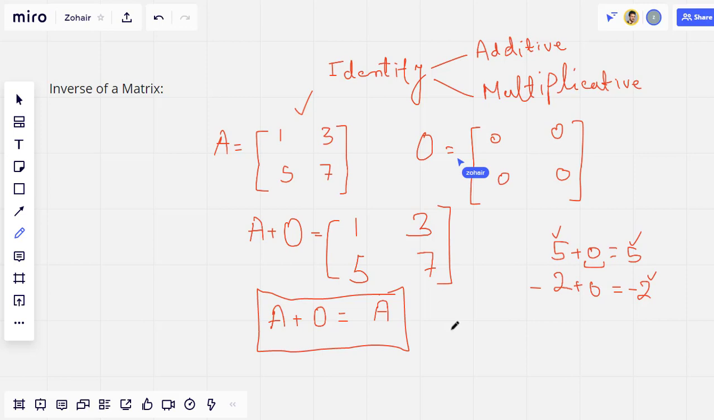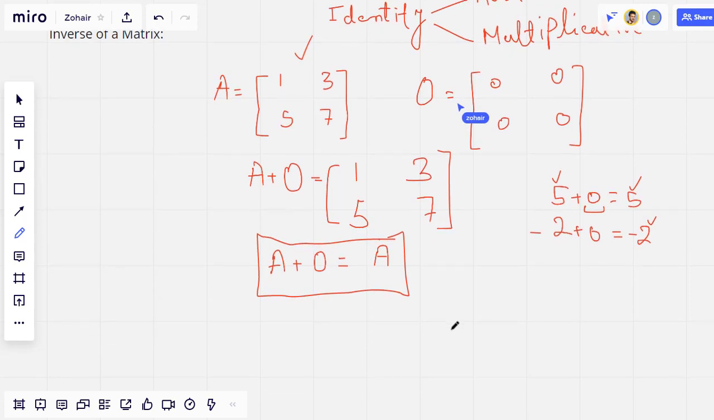And then there is multiplicative identity. Multiplicative identity is for multiplication in this way. Let's say for real numbers, 3 times 1 is 3.